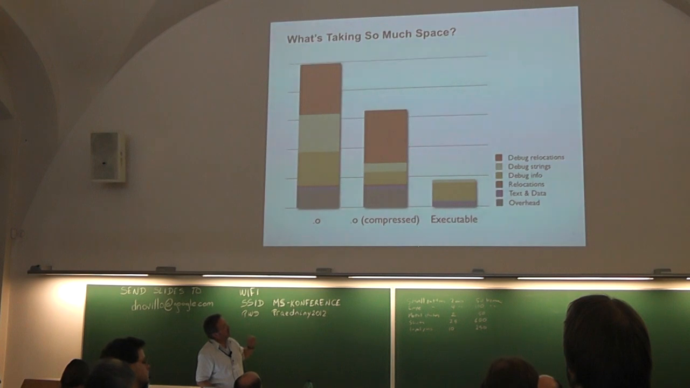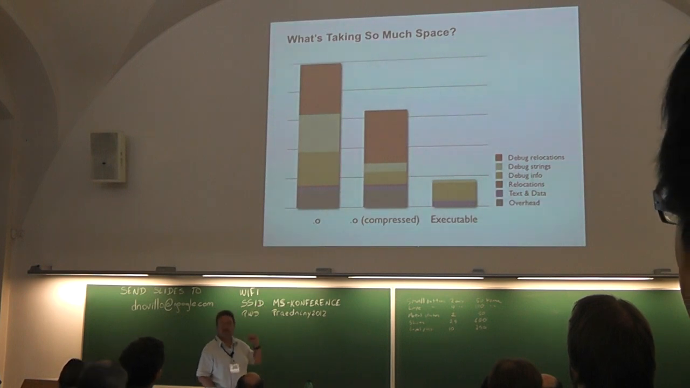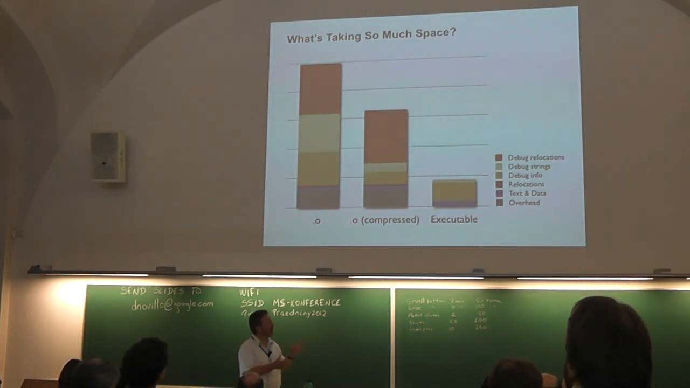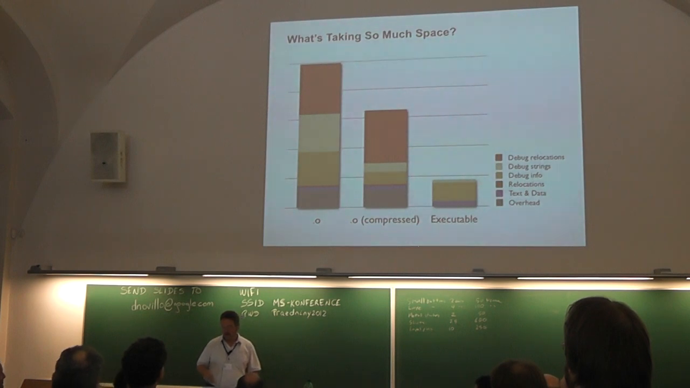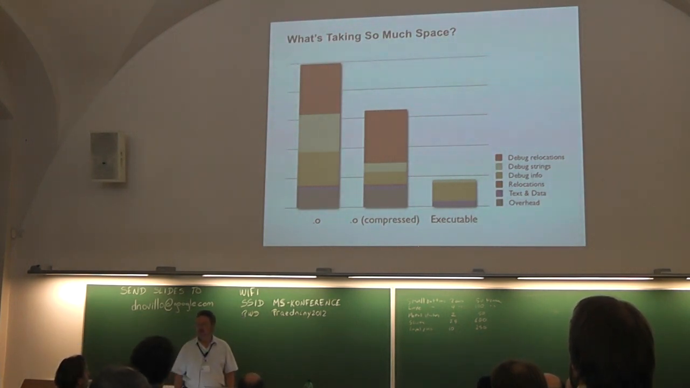But above that, we have debug info, and we have a lot of debug strings. Because they're compressed sections, the strings compress the most. So we get a lot of savings there from compressing the string tags. But the relocations don't compress at all. We don't compress the relocations. We've thought about it, but that was still considerably down.